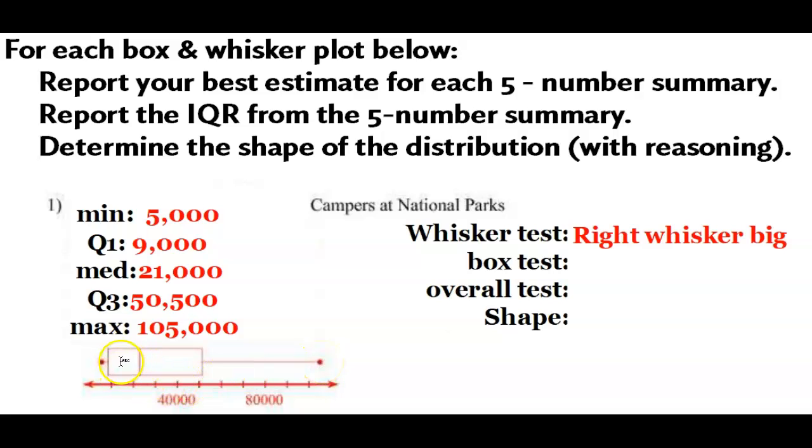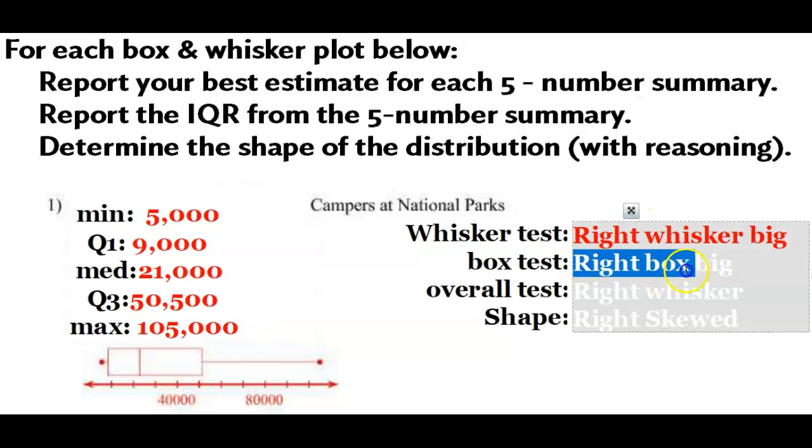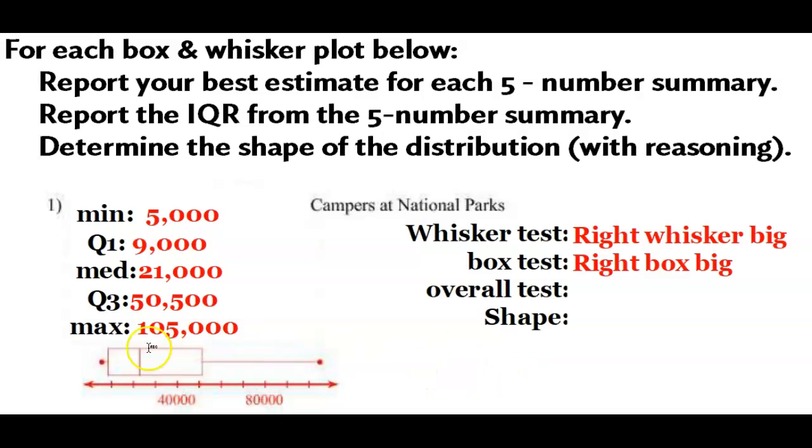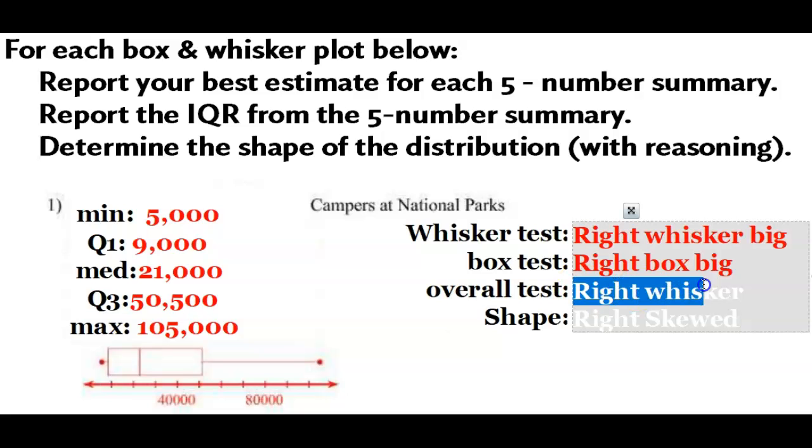The box, this is the left side of the box. That's the right side of the box. The right side is bigger. That is why the right box is big. Alright. The overall test, what's the biggest piece of the graph? Well, in this case, it's the right side. The right whisker is the biggest piece. All that really matters is whether it's left or right, left or right.